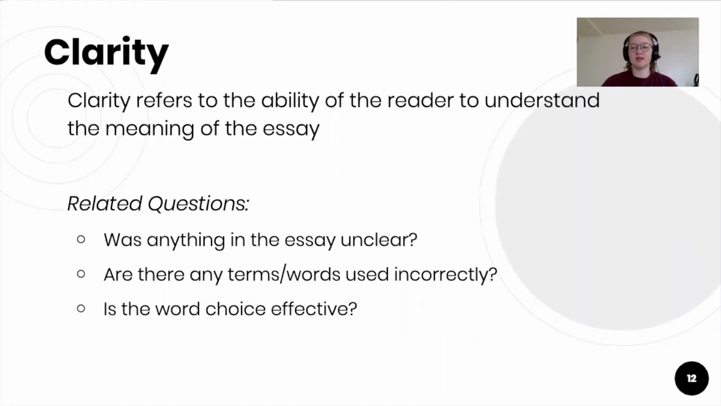We can also look for clarity as peer reviewers. So clarity refers to the ability of the reader to understand the meaning of the essay. So if you read somebody's essay and don't understand what it's saying or struggle understanding certain parts of it, you can trust that since you had that experience as a reader, it's likely that somebody else would also have that experience. So you can ask yourself, was anything in the essay unclear?